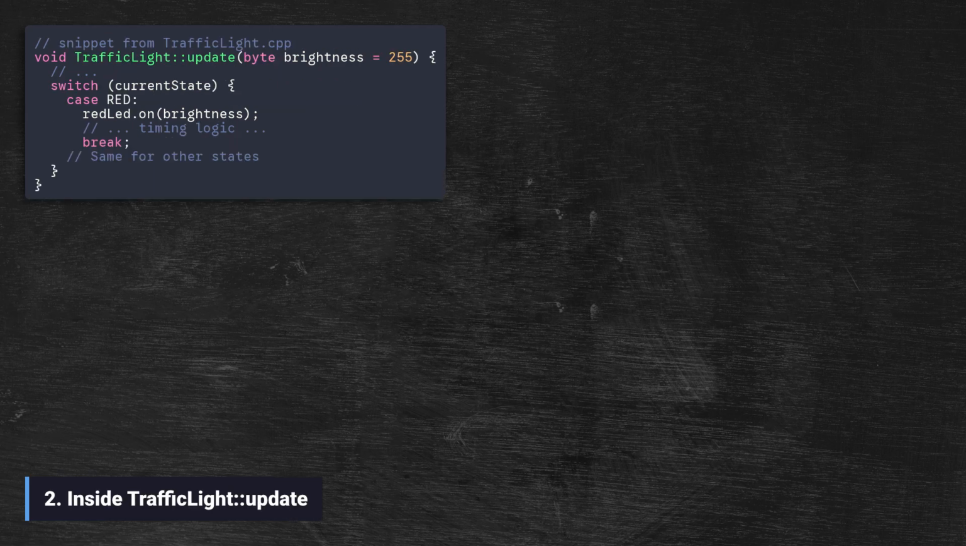Inside the traffic light class, the update method receives that brightness byte. Regardless of which state we are in, red, green, or yellow, the current LED is told to turn on with that specific brightness level. Because our LED class uses analogWrite, a physical light responds instantly as you turn the potentiometer.